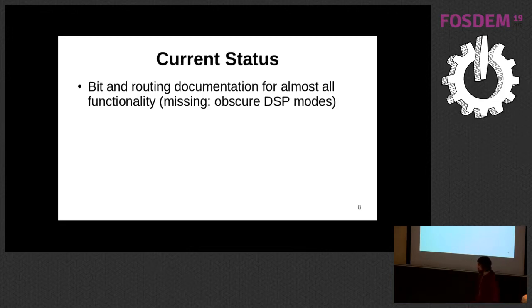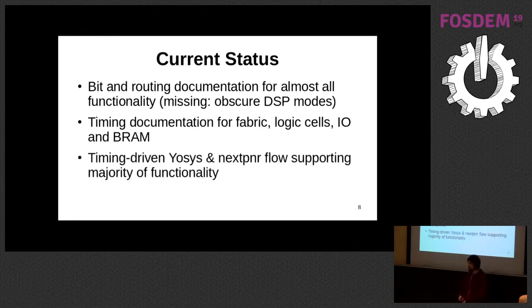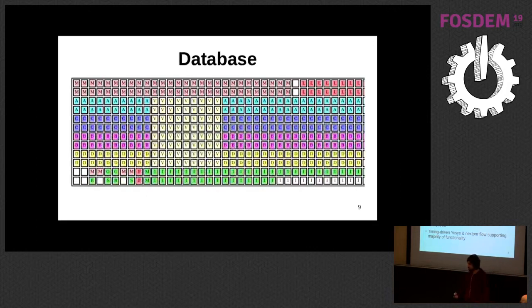So the open source tools, where are they at the moment? We have bitstream and routing documentation for almost the entire functionality of this chip. The only thing we're missing at the moment are some of the more obscure modes of the digital signal processing stuff, but that's something to look at a bit later on. We have documentation of all the internal delays, the timing for the core fabric, the logic cells, input and output, and RAM. And then we can use that in a timing-driven Yosys and nextpnr flow, supporting the majority of functionality, going fully open source all the way from Verilog to bitstream.